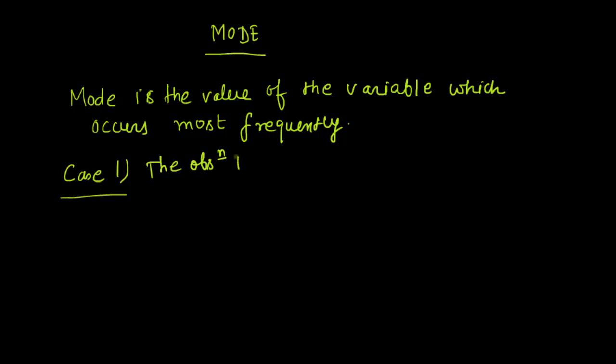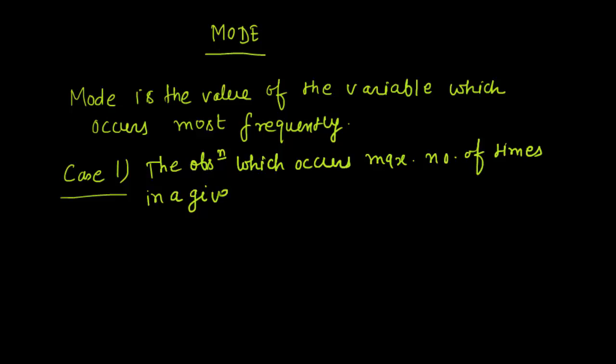The observation which occurs maximum number of times in a given data set is called mode. Now I am just taking an example.